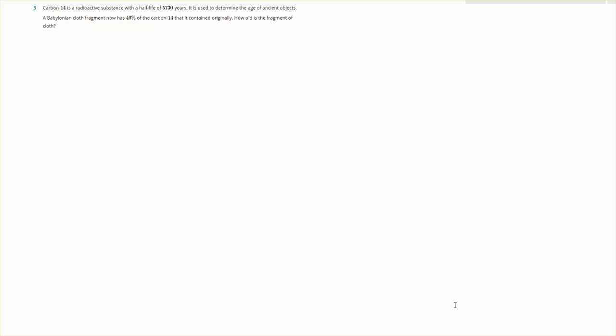This is for Year 11 Methods. We're looking at question 3 from exercise 13H. Now we've got a scenario: we've got a carbon molecule and it's radioactive, so it has a half-life of 5730 years.